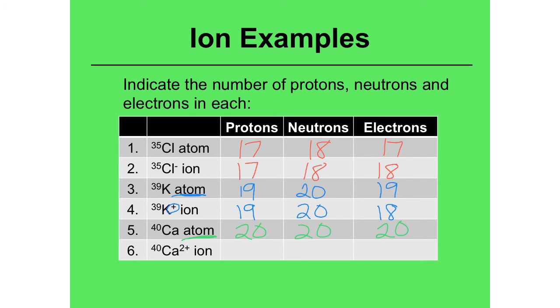And then in my final example, the only thing that has changed is now it's a +2 charge. So still atomic number of 20. The mass is still 40, so I still have 20 neutrons. But now I have 2 less electrons, so I have less negatives. So that gives me an overall positive charge. So since it was +2, then my electrons would be 18.